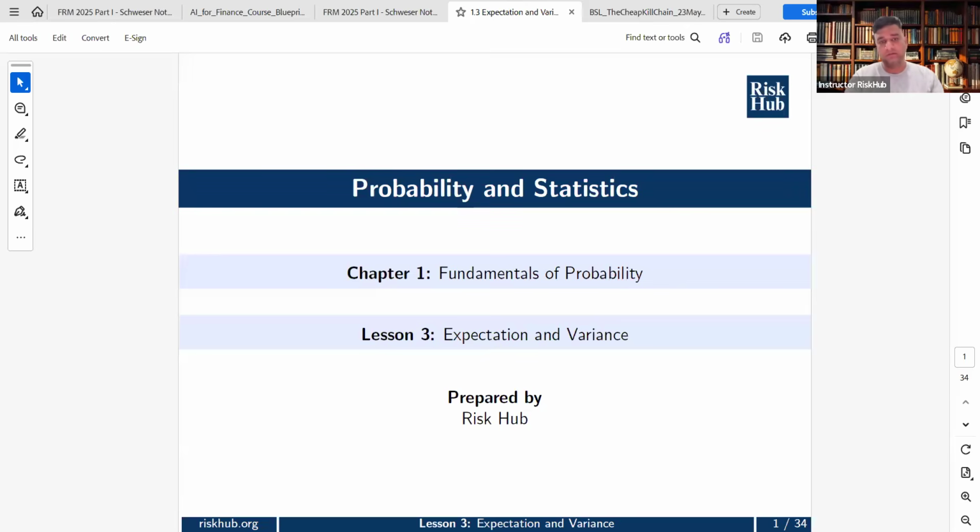All right, guys, let's start. So now we are doing chapter number 3, lesson number 3, chapter 1, fundamental probability.